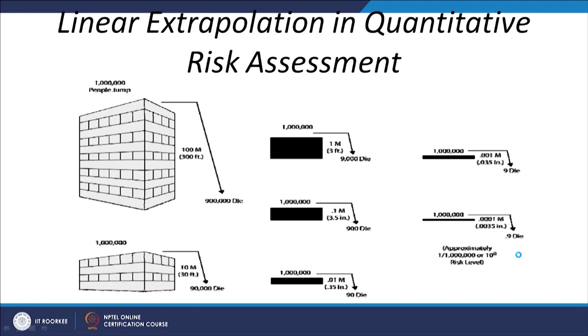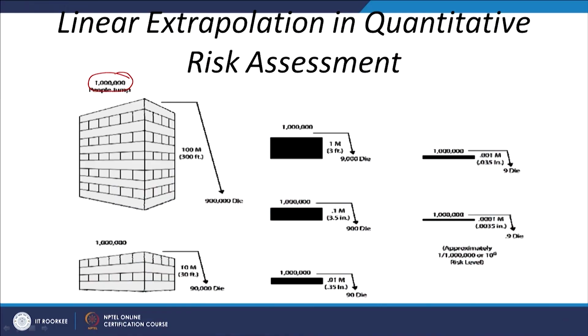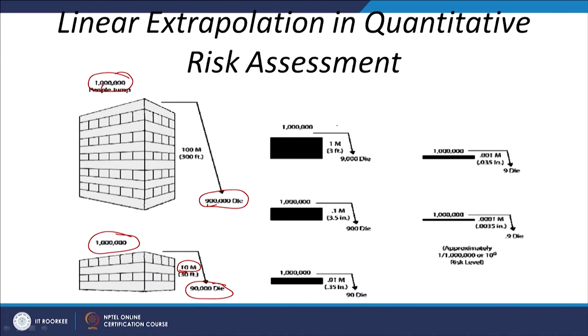Just an example here. Let's say 1 million people jump from a height of 100 meters. Assume 900,000, or 9 lakh, people die. So 10 lakh people jump, 9 lakh die, and if the same 10 lakh people jump from 10 meters, 90,000 are going to die. Here we are just trying to illustrate the linearized multi-stage model and why it's relatively conservative. So again, what does that extrapolate into?